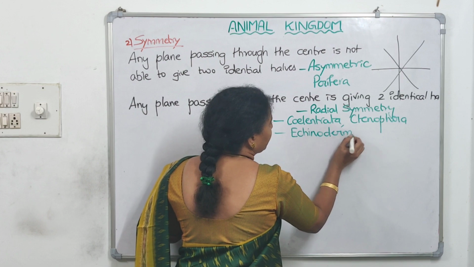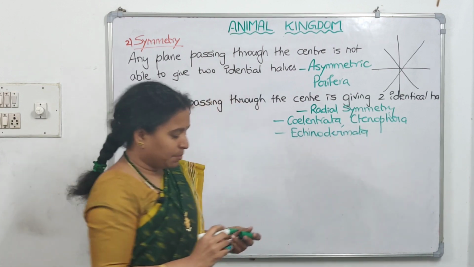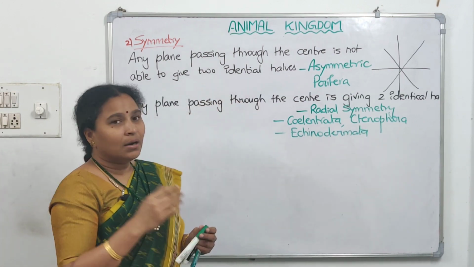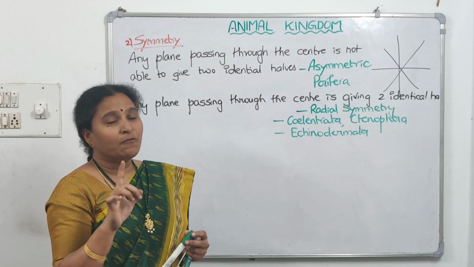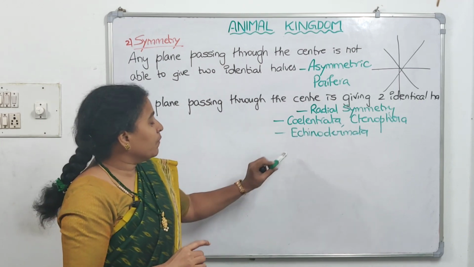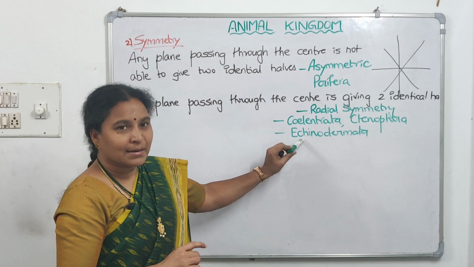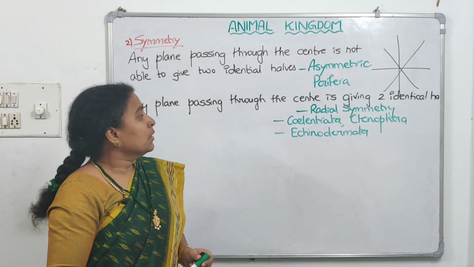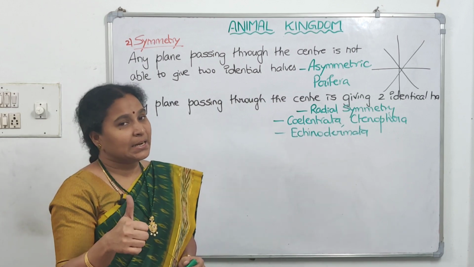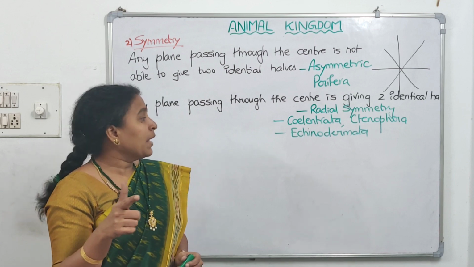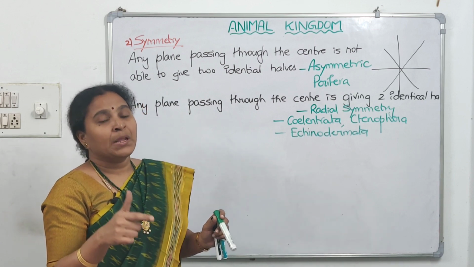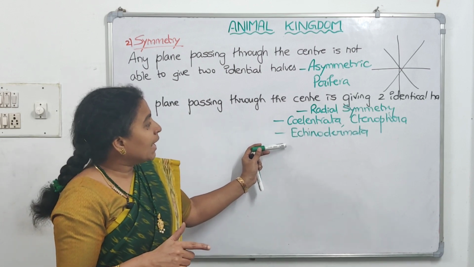Now, how do you remember this? You can remember all aquatic, or you can remember all phylums which start with C. Even though this one starts with E, the second letter is C only. So like that you can remember. The phylums which are starting with C are Cnidaria, next one is Ctenophora, and the third one is Echinodermata. So these three phylums have radial symmetry.